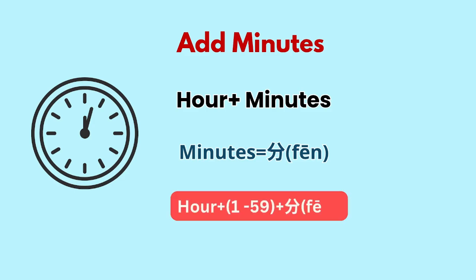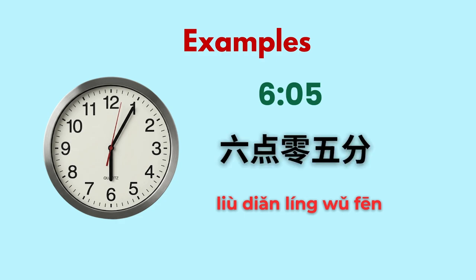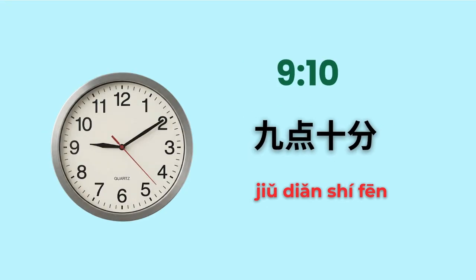Now it's time to learn how to add minutes while telling time in Chinese. The word for minute is fēn. The basic pattern is hour plus minutes. So we say the hour first, then the number of minutes, and finally fēn. Example, 6:05, 6点05分. Example 2, 9:10, 9点10分.